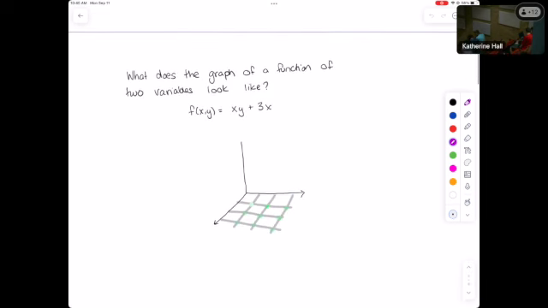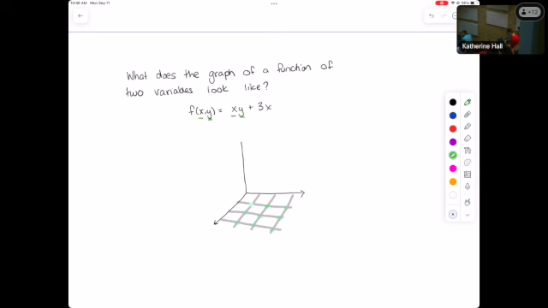Okay, so what does a graph of a function of 2 variables look like? Before, if you had a function of one variable, f of x equals x squared, what does the graph look like? Parabola, right? There was just one variable, but I graphed that in 2D because I had an x value and then the output value. So if I have a function of 2 variables, x and y, right?